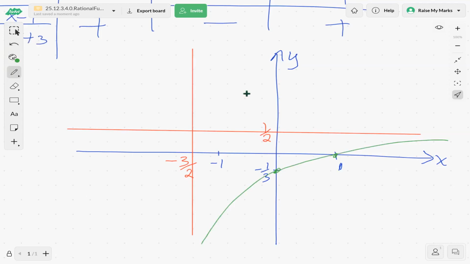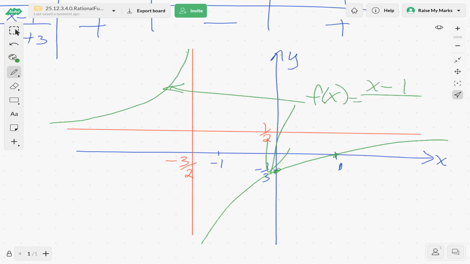From our table, we know our function is negative between -3/2 and 1, and then it's positive for x greater than 1. We also know that our function is positive when x is less than -3/2. So these two green curves make up our function, f of x equals x minus 1 over 2x plus 3.